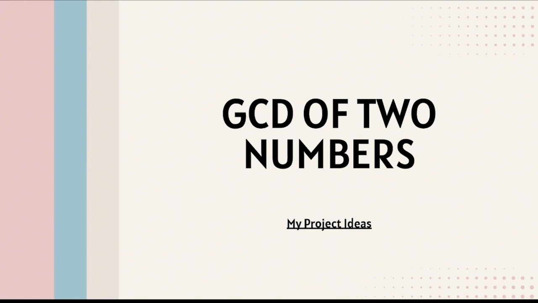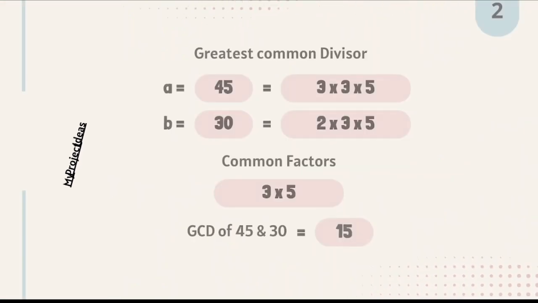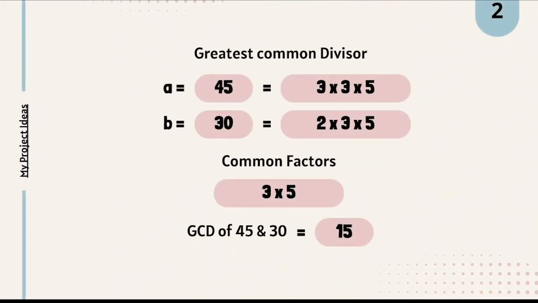We are going to write a naive approach as well as an efficient approach to find out the GCD of the two numbers, keeping in mind the time complexity. Okay, so here we go. So just a quick sneak peek.